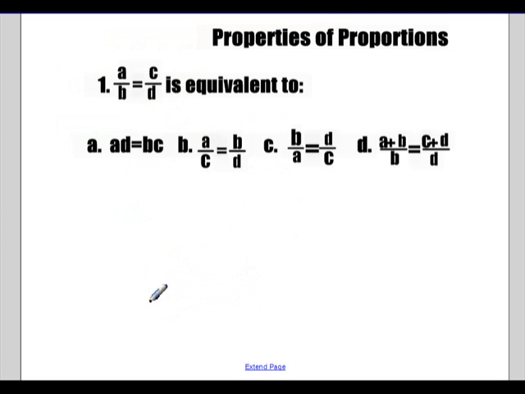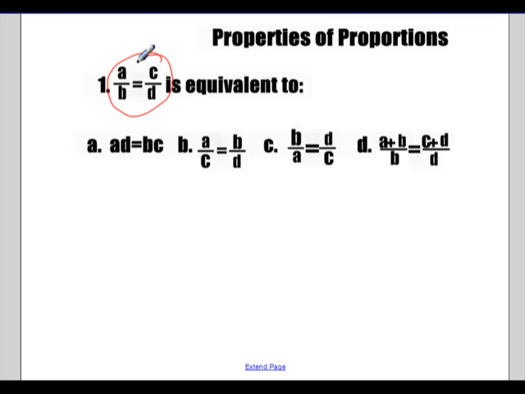Okay. Now, some properties of proportions. Some of these are pretty straightforward, and a couple of them are a little unusual. So if you have a proportion that looks like this, A over B equals C over D, or A is to B as C is to D.